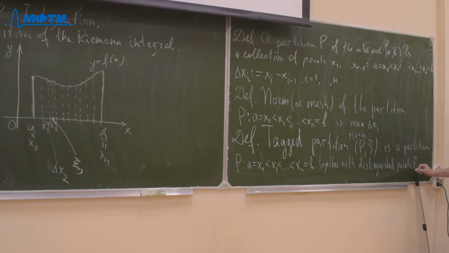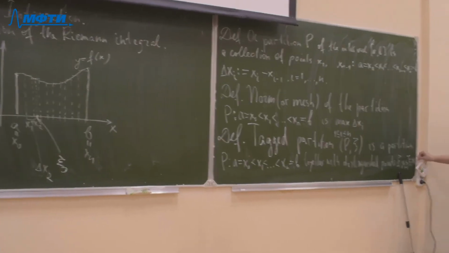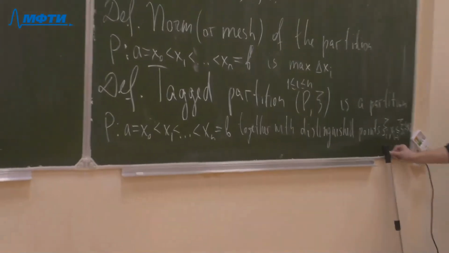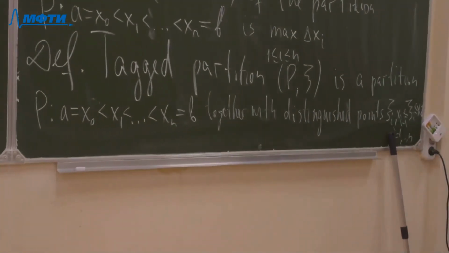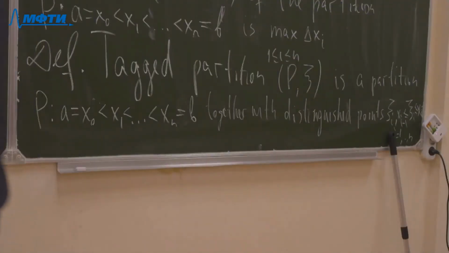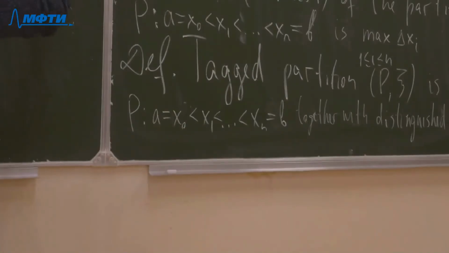Xi I, x I minus 1 less or equal xi I less or equal x I, I from 1 up to n. So xi I belongs to that interval I from 1 up to n.